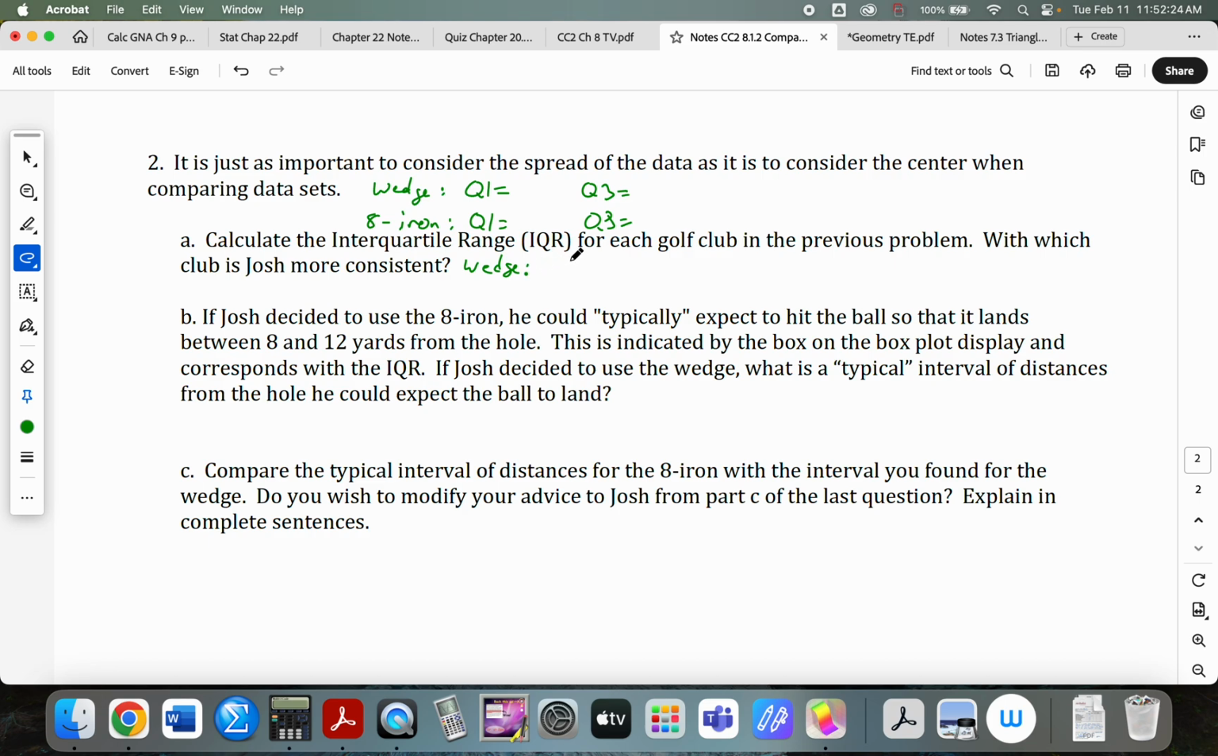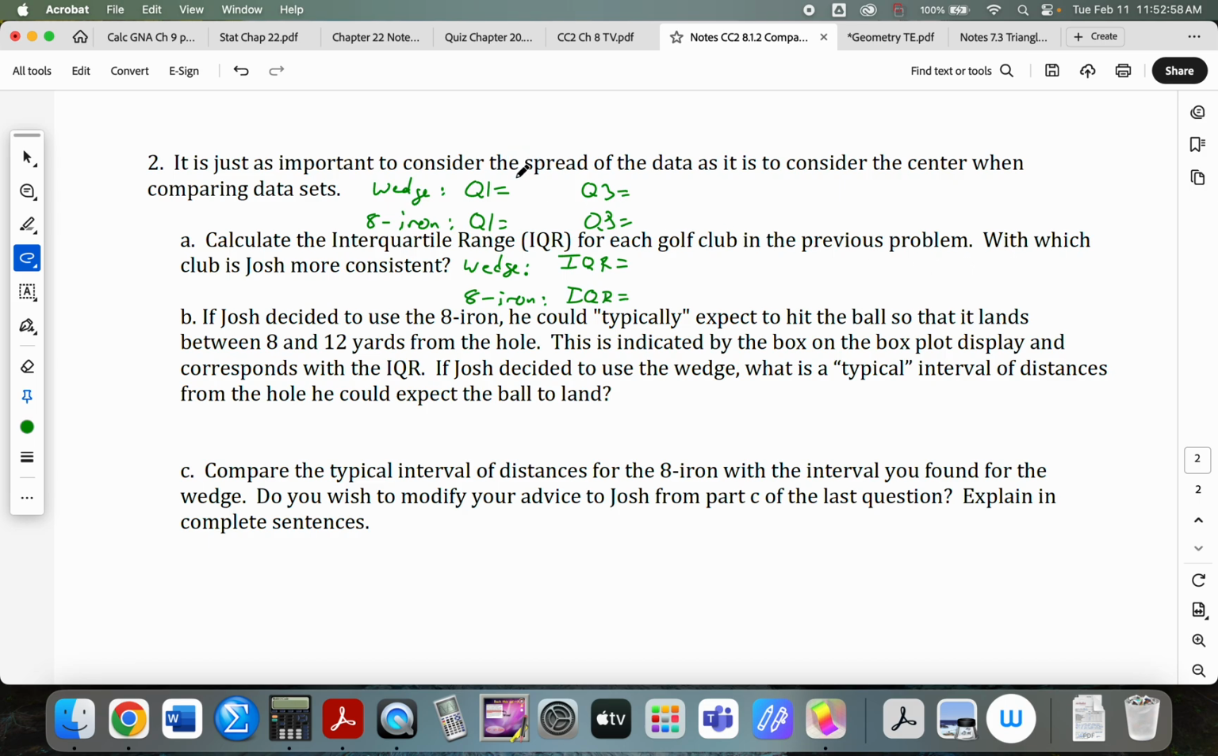I'm talking about the 8-iron. For the 8-iron, I got 7.5. IQR for wedge. All right. Anybody need any more time for finding those?